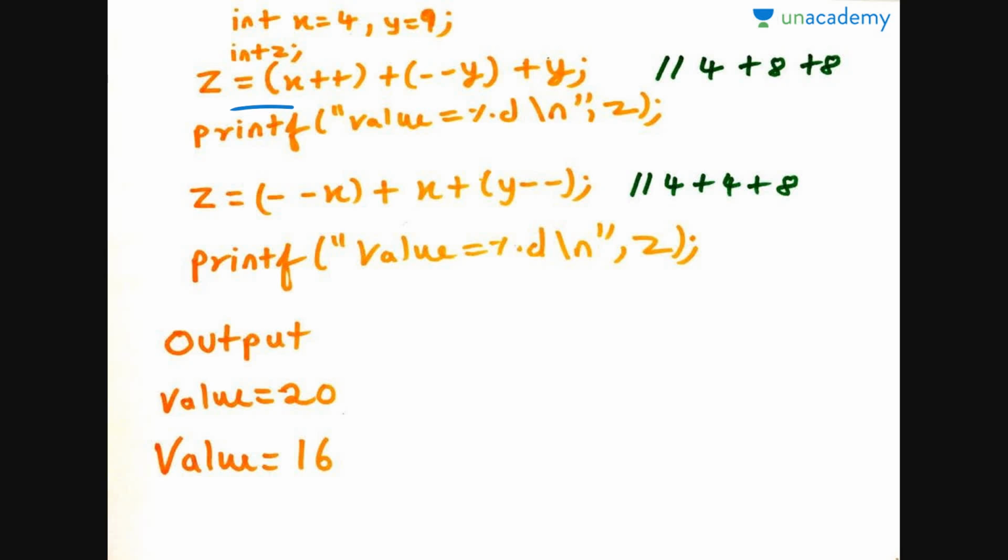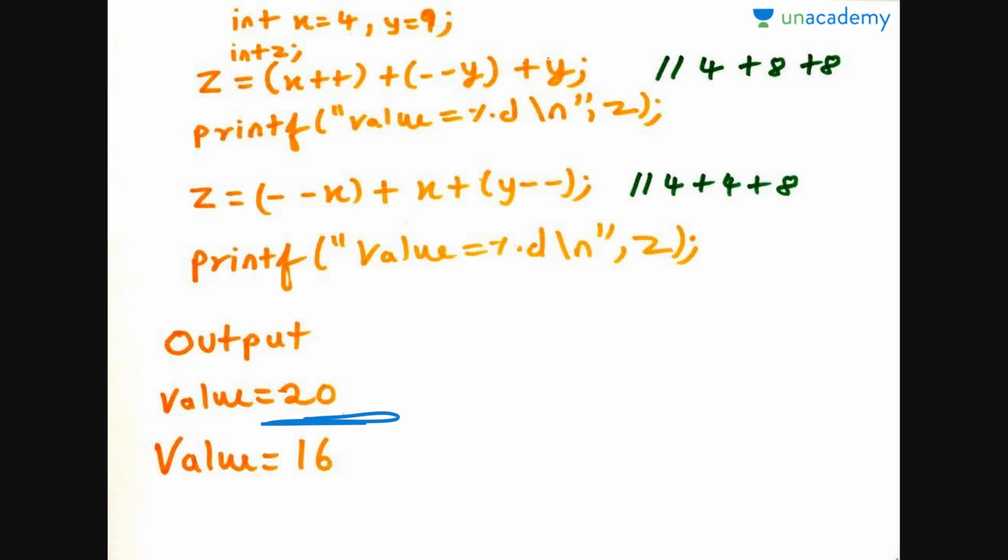The answer is, you are moving from left to right for the expression. So the 4 will be here. The value of y changes from 9 to 8. So this value of y will remain as 8. So the final output will be 4 plus 8 plus 8, that is equal to 20. This is the first statement.